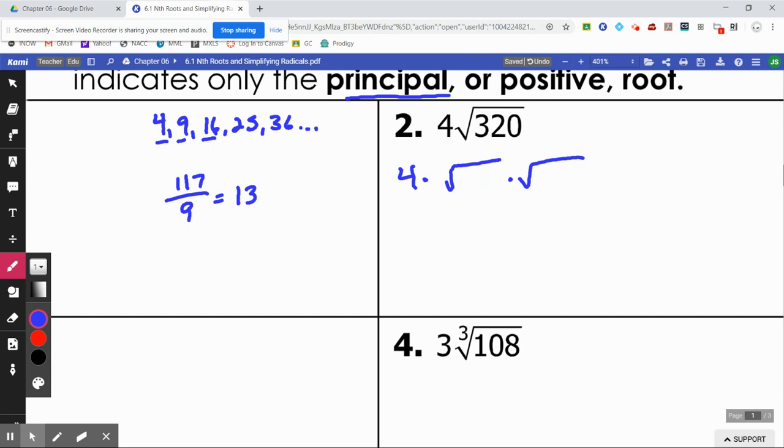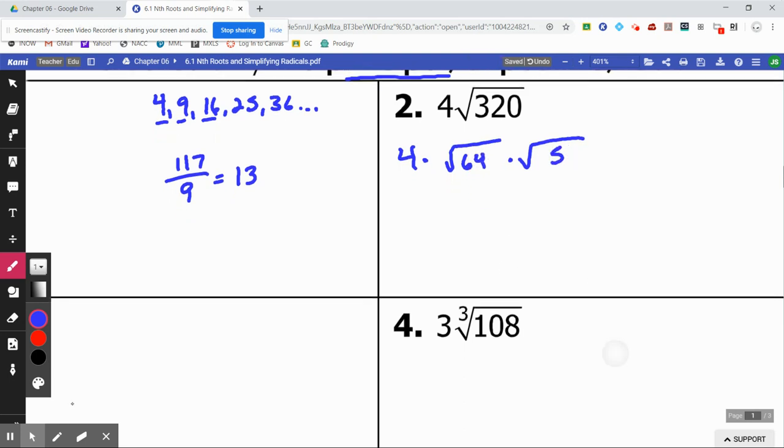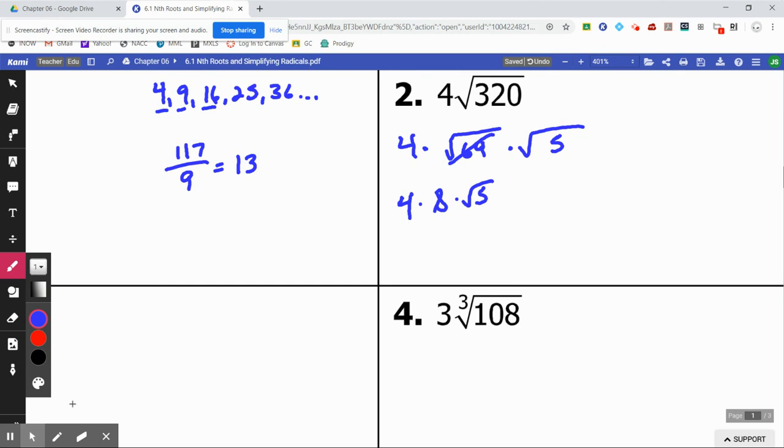And that's going to tell me, again, I could have split this into the square root of 64 times the square root of 5 instead. So now let's mark that out. That would be 4 times the square root of 64, which is 8, times the square root of 5. And what we're going to do now is simplify this. 4 times 8 is 32, and just leave the root 5.